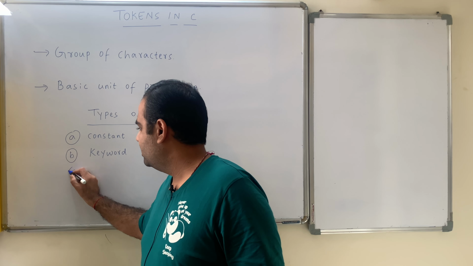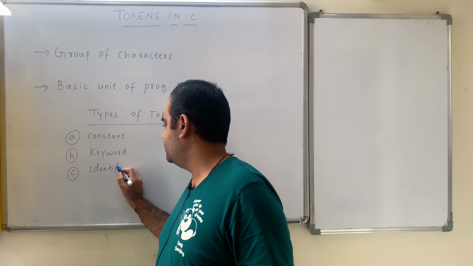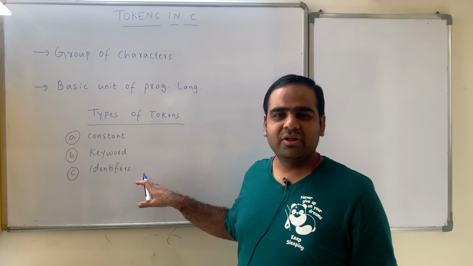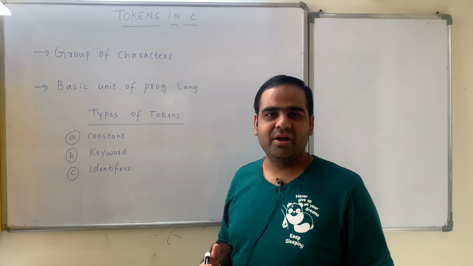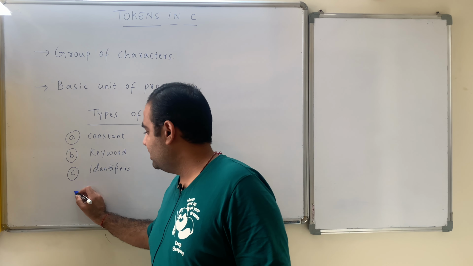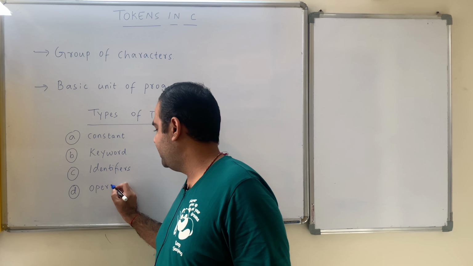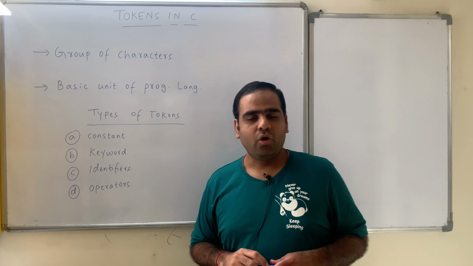The third type of token that we have is the identifiers. We will discuss in detail in the identifiers video what we mean by identifier, how we write an identifier and so on. And the last type of token that we have is the operators.